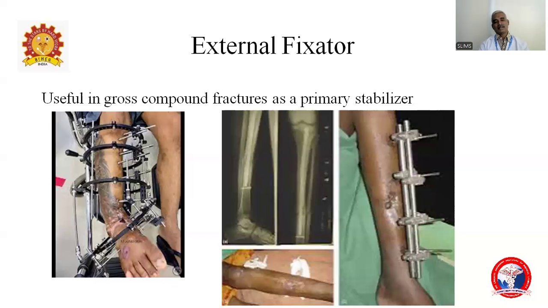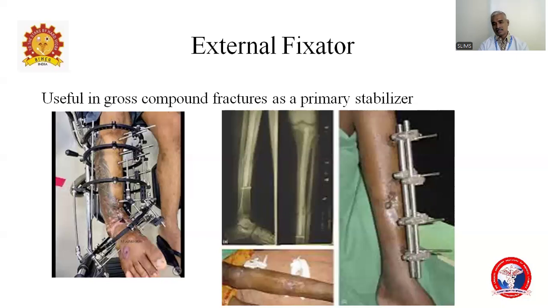That Ilizarov wire is stabilized to the ring with nuts and bolts. A ring has at least three or four Ilizarov wires connected to it. So multiplanar stabilization, and these wires are all tensioned. The Ilizarov rings are connected by connecting rods. The beauty of this Ilizarov is that once you have done the construct, you can allow the patient to weight bear from day one. That's the beauty of this Ilizarov.